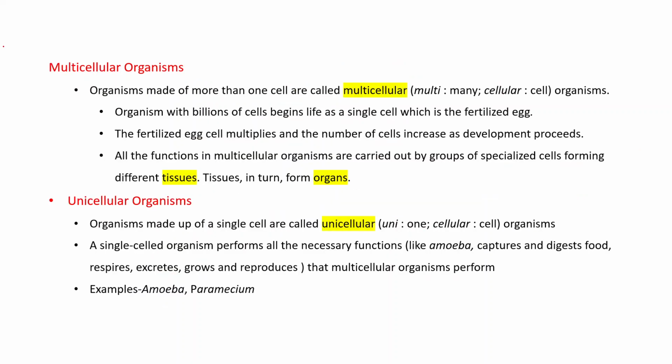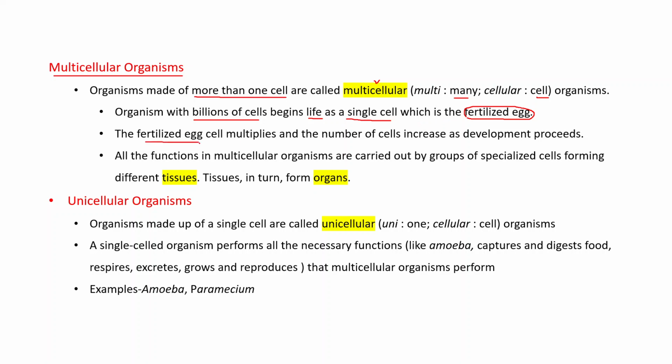Now, what is the meaning of these? First come to the multicellular organism. Organisms made of more than one cell are called multicellular. Multi means many, cellular means cell. An organism with billions of cells begins life as a single cell, which is the fertilized egg. This is the first cell of the life of any organism, and this is a single cell.